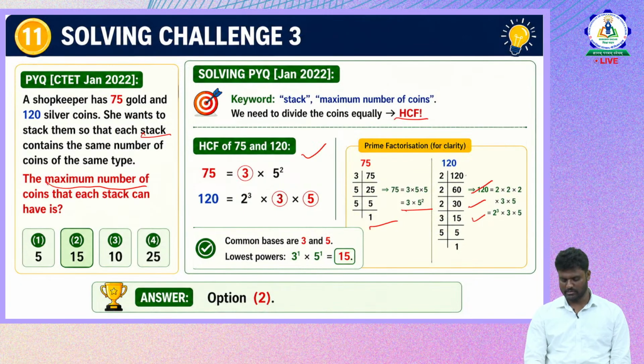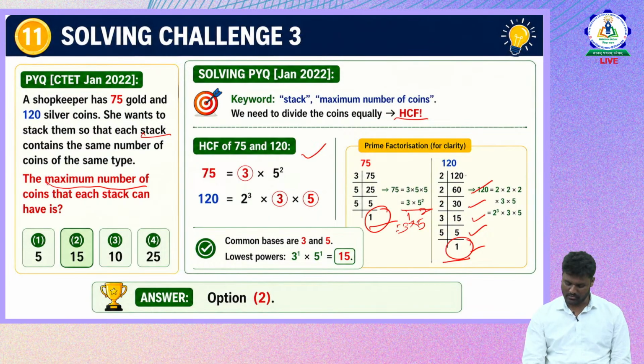Let's check for 3. 3 fives are 15 and 5 ones are 5. Till the remainder 1 comes, we need to continue the division. Now try to identify in 75 what the divisors are: 3, 5, 5. How many times is 5 there? 2 times. So 3 is 1 time, 3 to the power of 1, and 5 is 2 times, 5 to the power of 2.